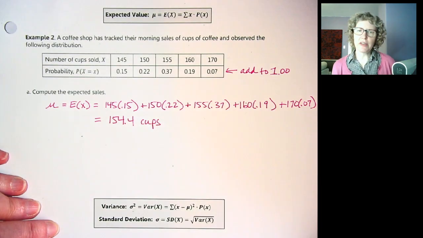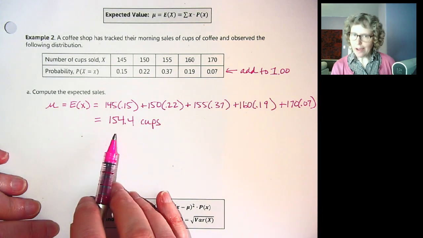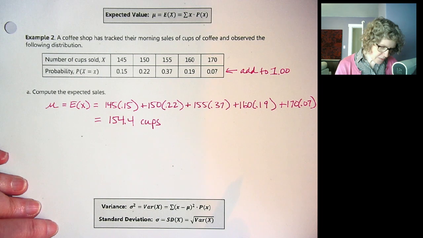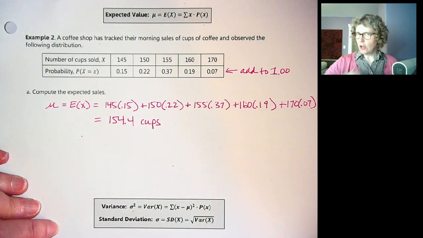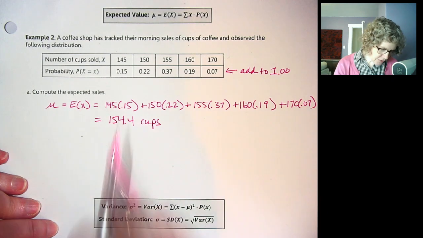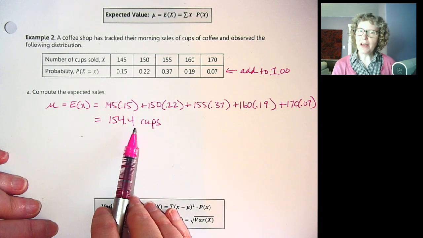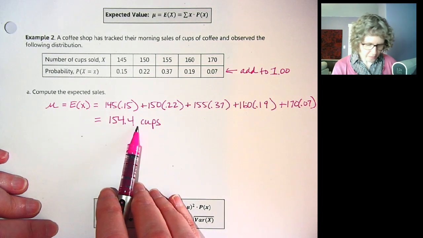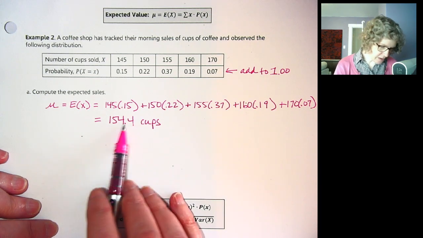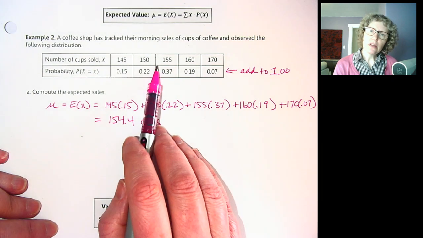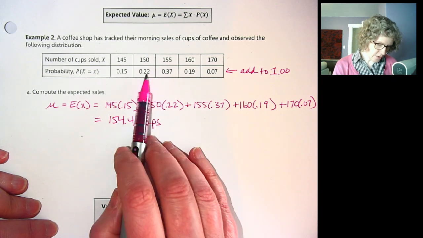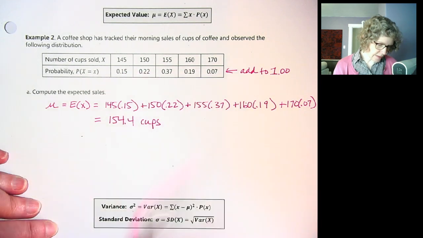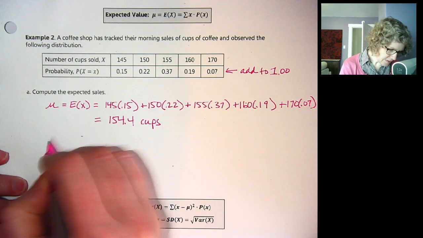Just like all of our statistics have units, this expected value is an average, and it has units, which is the same units as our data. So what that means is, on average, if we look long term for this coffee shop, on average they sell 154.4, and it's okay to have a decimal because it's an average. It's saying it's not quite 155, but it's almost halfway to 155. So it's right in here somewhere, which makes sense because these two had the biggest probability, and then these counted less. Okay, so you could think of this as a weighted average.